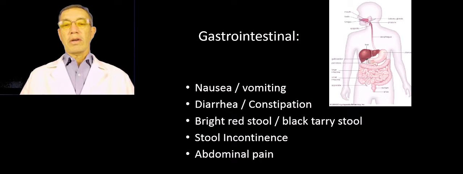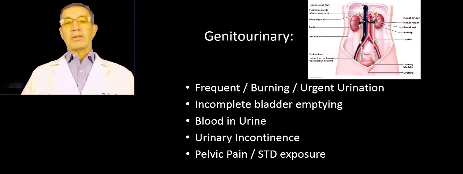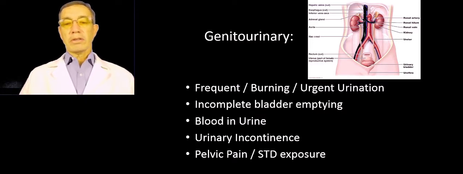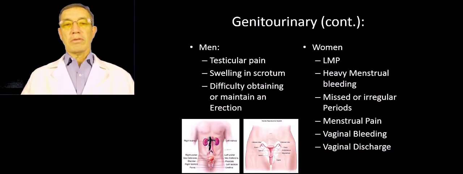Gastrointestinal would go through, do you have nausea, vomiting, diarrhea, constipation, bright red stool or black tarry stools? Stool incontinence, do you have problems with leakage or do you have abdominal pain? Genitourinary, which is more the bladder, do you have frequency, burning with urination, incomplete bladder emptying, blood in the urine, urinary incontinence, and pelvic pain or sexually transmitted disease exposure.